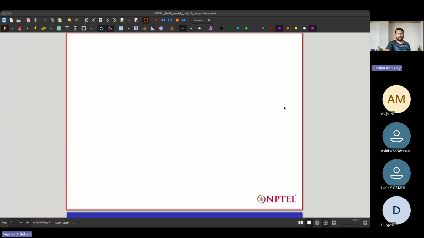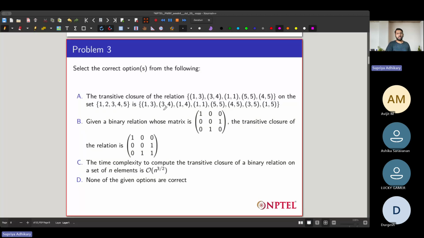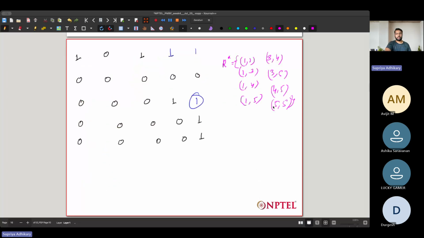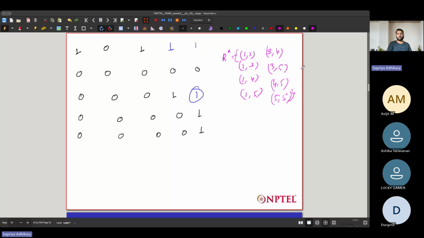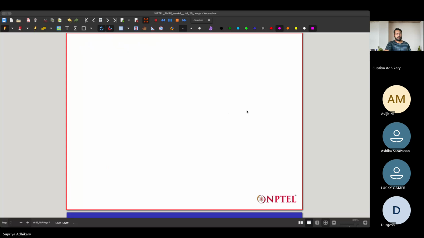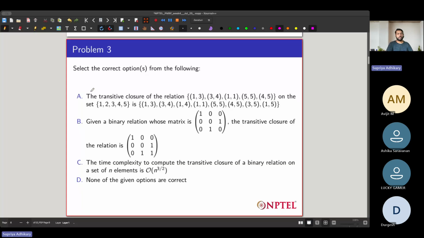Now, in the question, what was given as this 1 3, 3 4, 1 4, 1 1, 1 5, 5 4, 5 3, 5 1, 5. So if we check these two values as these two relations, they are basically the same. So this is the transitive closure of this relation R. This is our R star, and this should be the R.